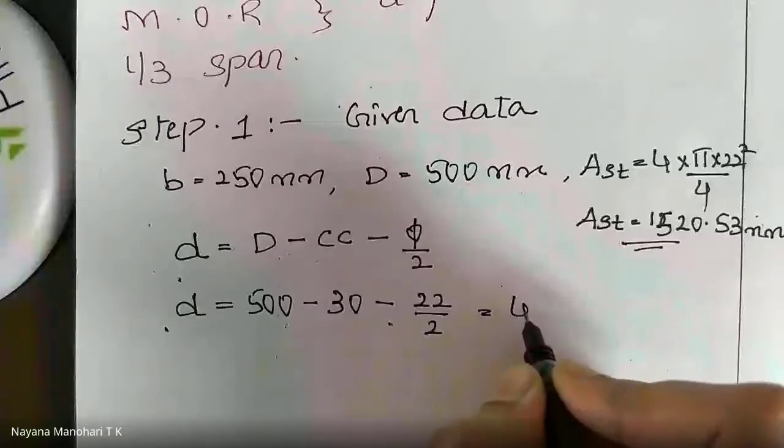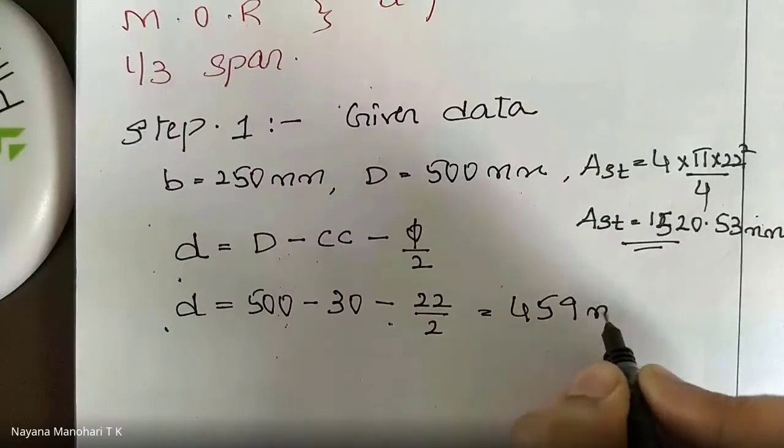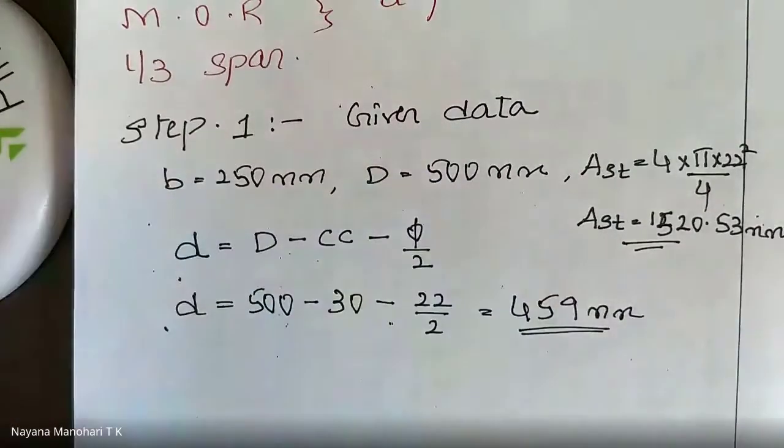459 mm. Okay, in some of the problems, they are going to give the effective depth and the effective cover they are going to specify. From that, you need to calculate overall depth. Oh, sorry, that is effective depth plus effective cover. You will get overall depth.